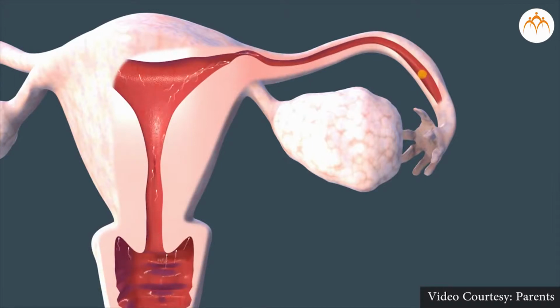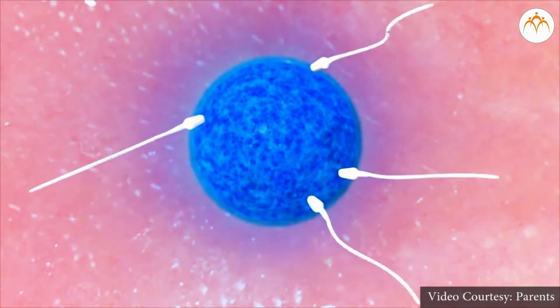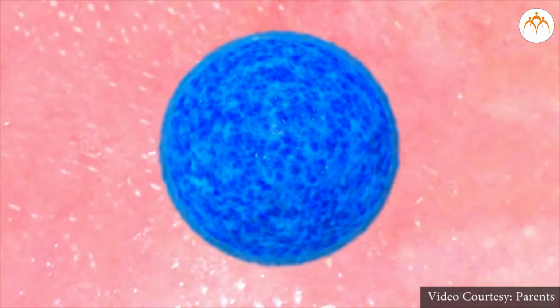Fertilization. During copulation, millions of sperms are released in the vagina of the female reproductive system. The sperms travel from the vagina to the oviduct. The oviduct is the site where the union of sperm and ovum takes place, that is, fertilization.